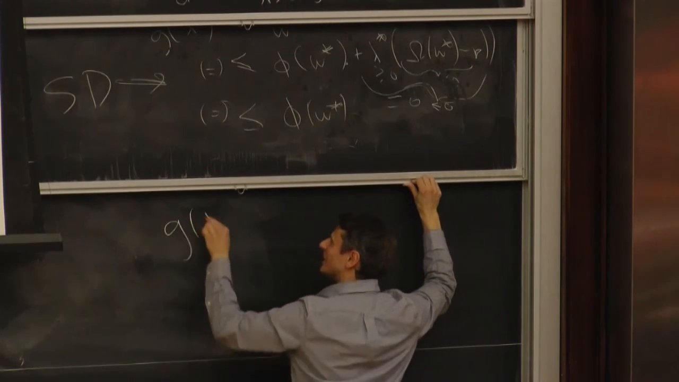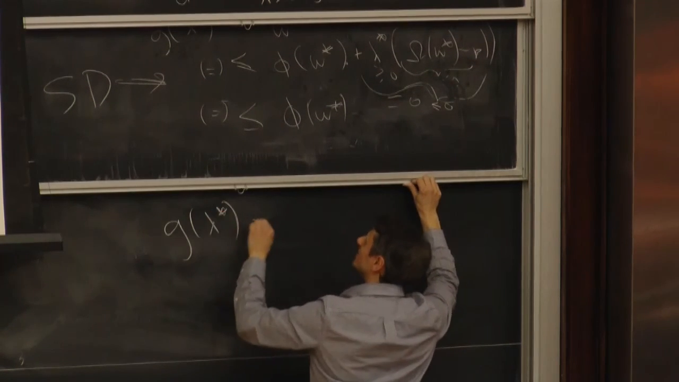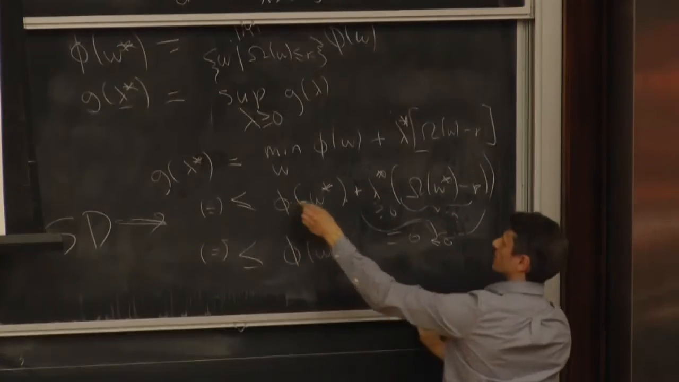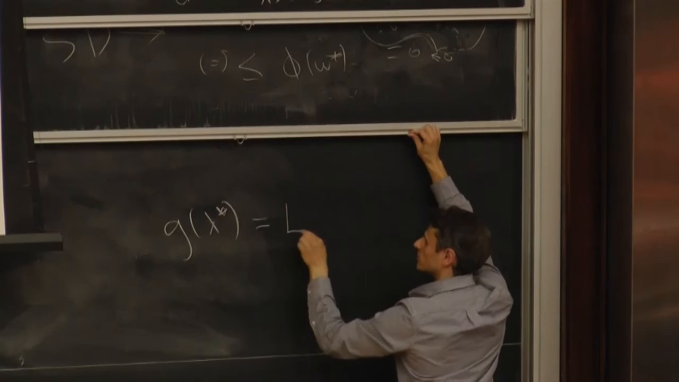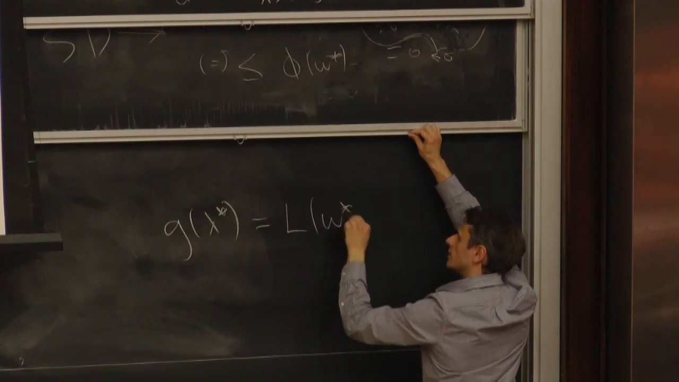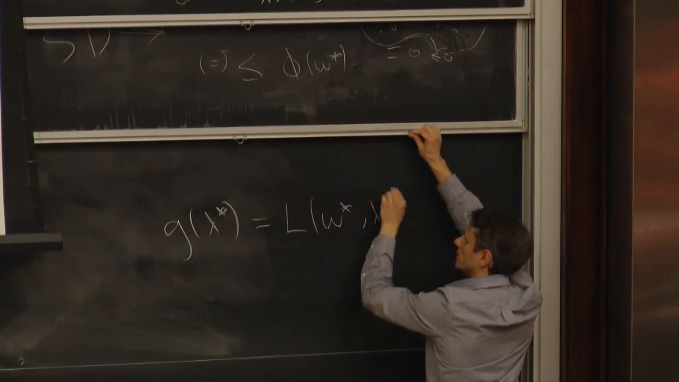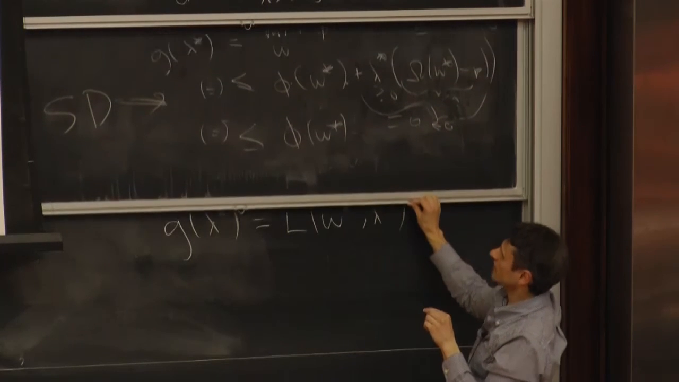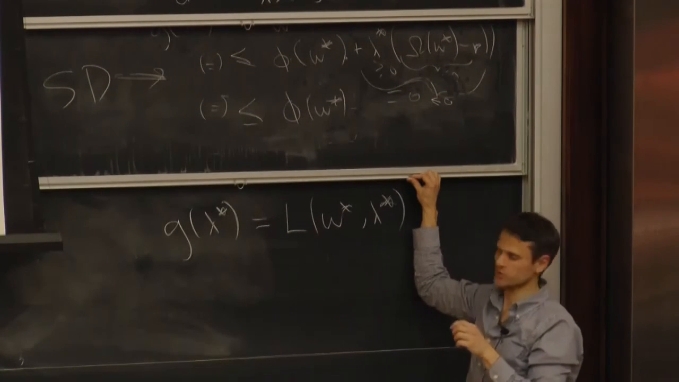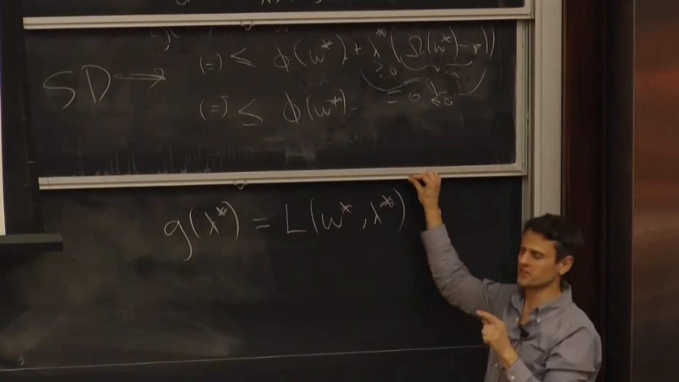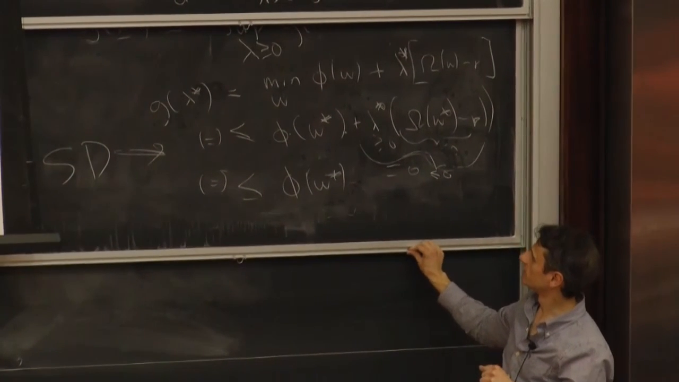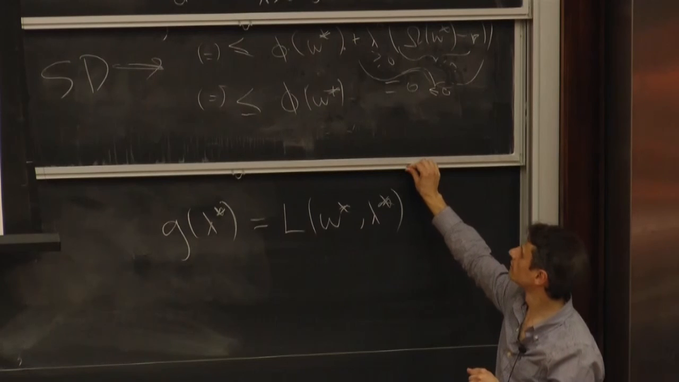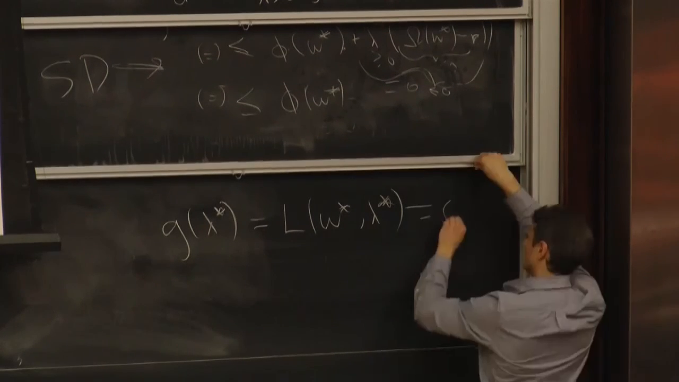Okay. So g of lambda star is equal to, you guys recognize this as the Lagrangian? L of W star, lambda star. This is important. It wasn't so obvious to me. It wasn't so obvious to some people on Piazza. You have to really commit yourself with some inequalities that this is the case.